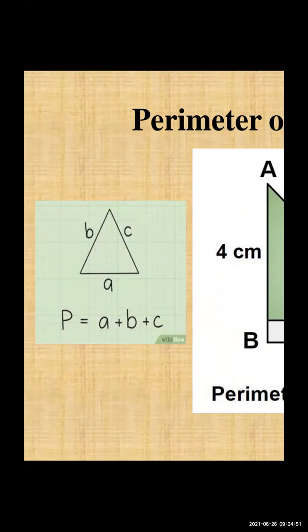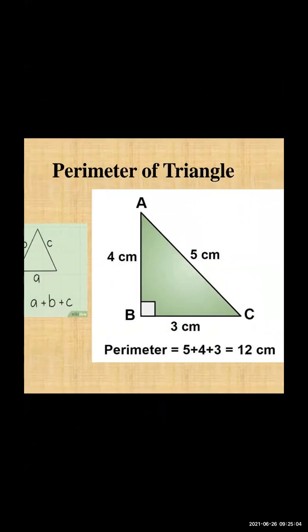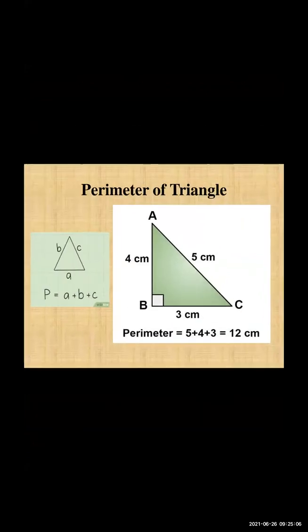Just add the sides. Here the example given is 4, 3 and 5. So the perimeter becomes 5 plus 4 plus 3, which is equal to 12 centimeters. Again it is given in centimeters, so your answer or value will be in centimeters. So this is the perimeter of a triangle.